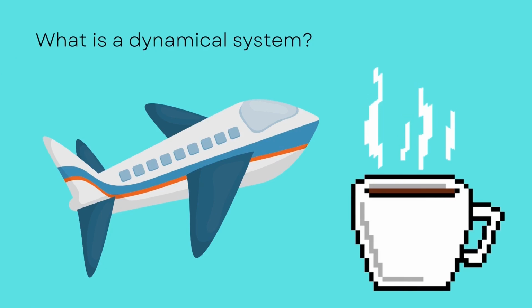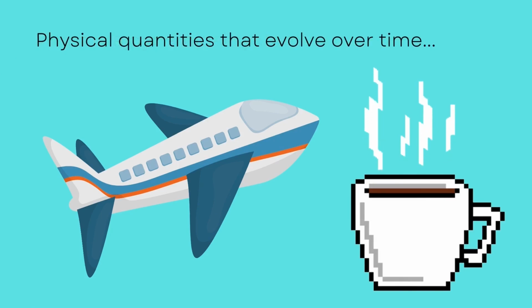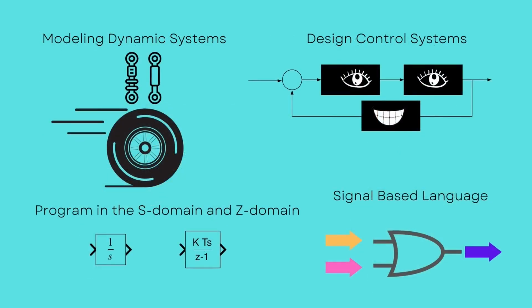What is a dynamical system? They are physical quantities that evolve over time, like the velocity of this airplane or the temperature of a cup of coffee. Simulink is a programming language used for modeling dynamical systems. You can design control systems and do that in the continuous or discrete time domain.